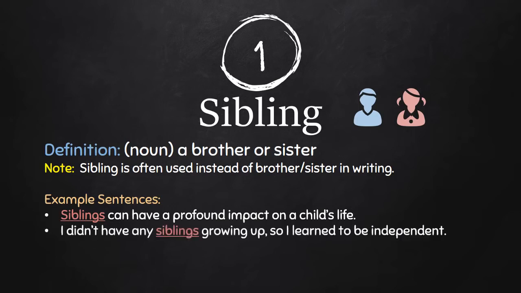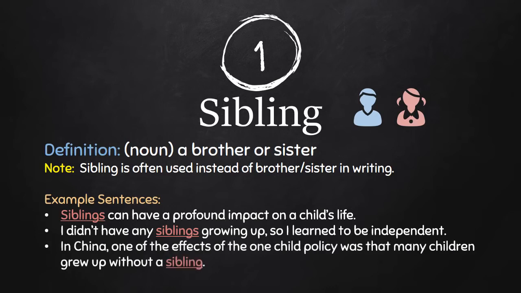I didn't have any siblings growing up, so I learned to be independent. This might be a sentence you say during an IELTS speaking interview. And last, in China, one of the effects of the one-child policy was that many children grew up without a sibling. So we use siblings with an S in the first two sentences, but we can also use it, like in the last sentence, with a, meaning one sibling, one brother or one sister.